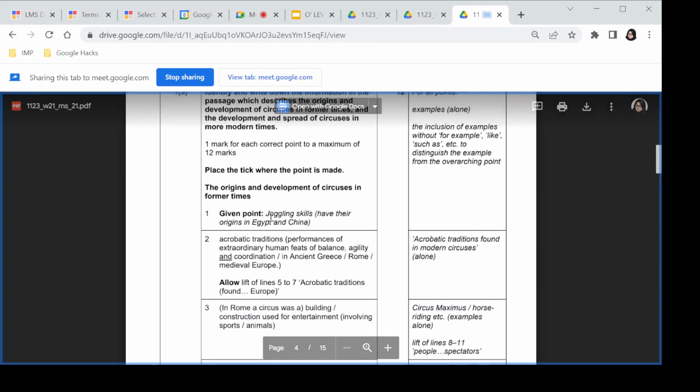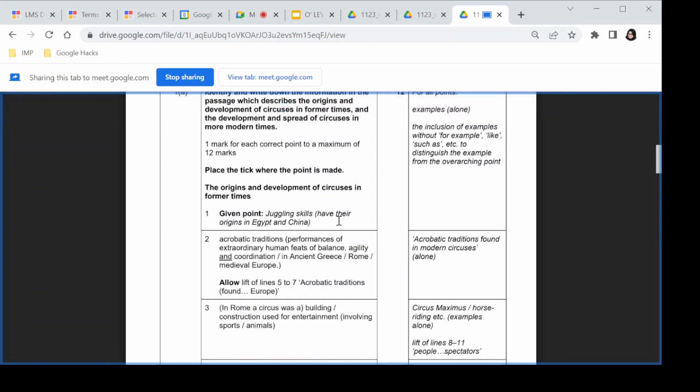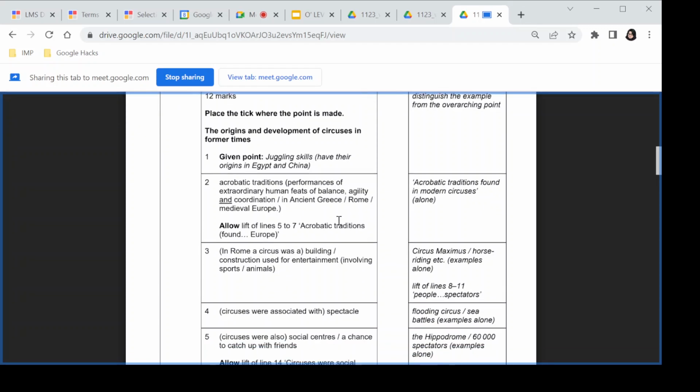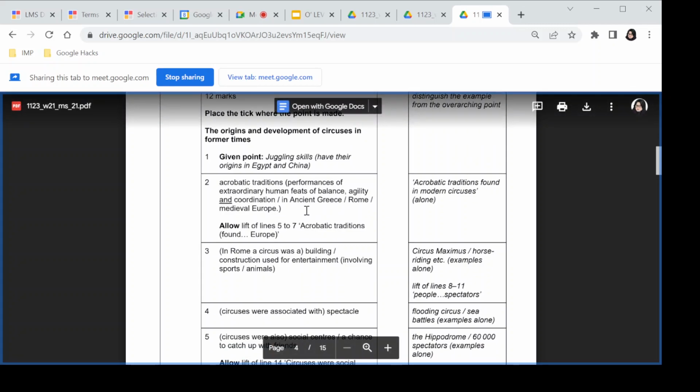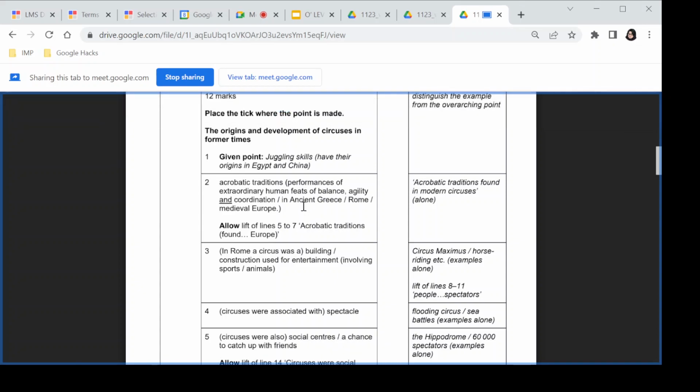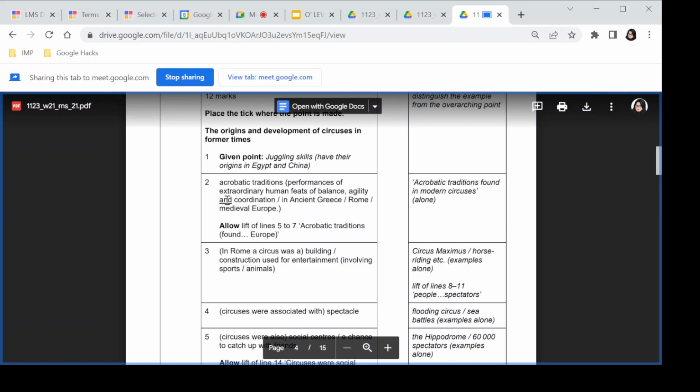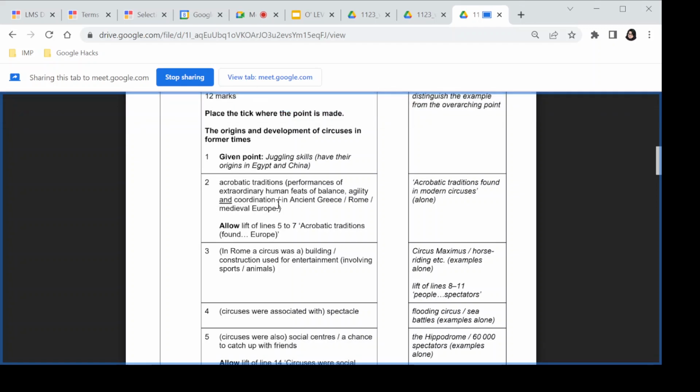So, the given point was juggling skills have their origins in Egypt and China. If you're given the starter to write the summary, you'd be writing it in the same way, although we do not copy the points as they are. Copying is called direct lifting. We want to avoid that. Acrobatic traditions, performances of extraordinary human feats of balance, agility, and coordination. Remember, these forward slashes are the alternative options, but if you find any word underlined, it means it has to be mentioned. You cannot skip mentioning that.